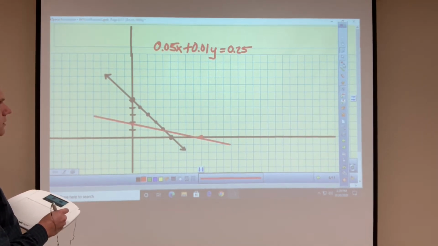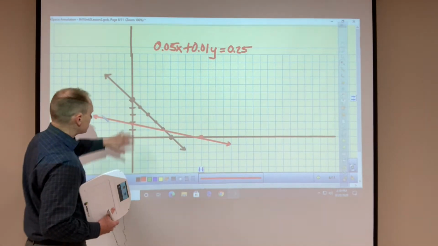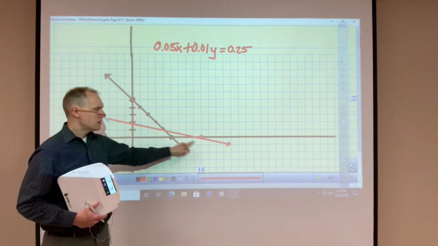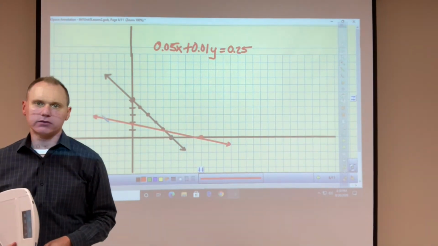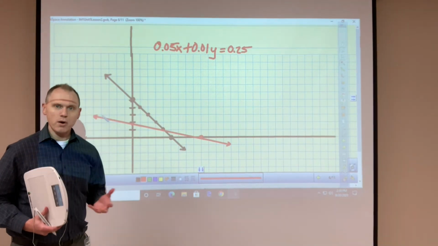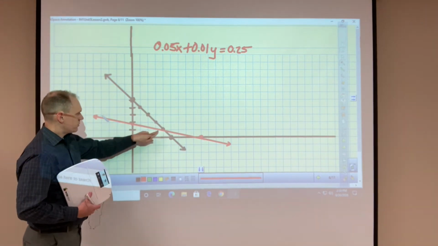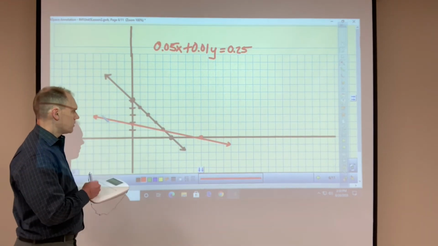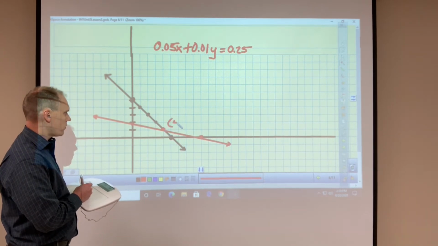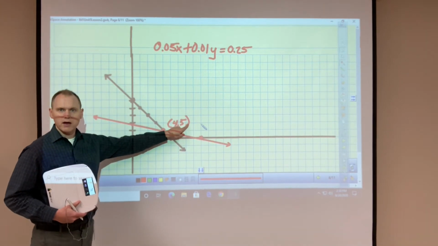Okay. So the black line signifies all scenarios in which we add up 25 cents. The red line are all the points satisfying 9 coins. Are there any points that satisfy both? And you're probably saying yes. The point in which they intersect, which my graphs are not perfect here, but the point right here, which is 4, 5. 4 nickels and 5 pennies.